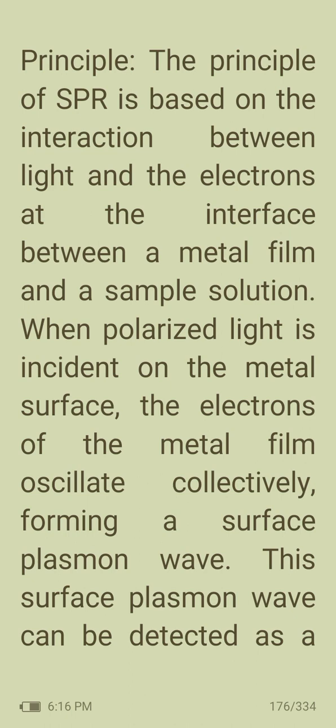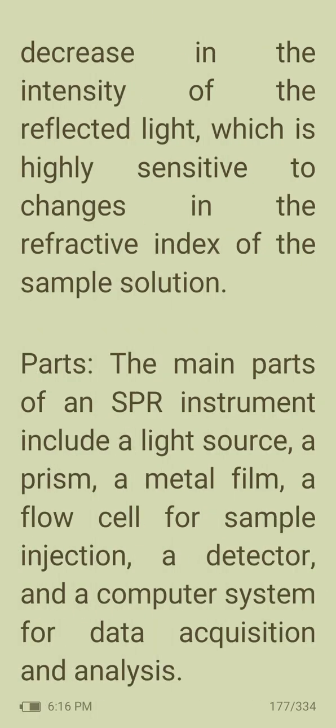When polarized light is incident on the metal surface, the electrons of the metal film oscillate collectively, forming a surface plasma wave. This surface plasma wave can be detected as a decrease in the intensity of the reflected light, which is highly sensitive to changes in the refractive index of the sample solution.